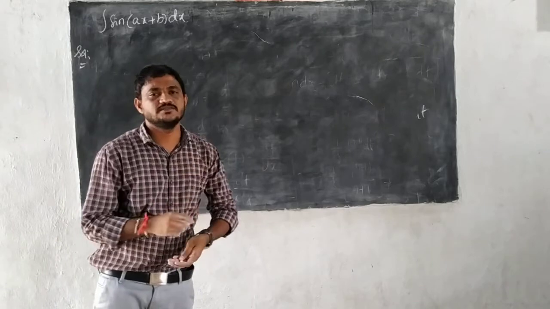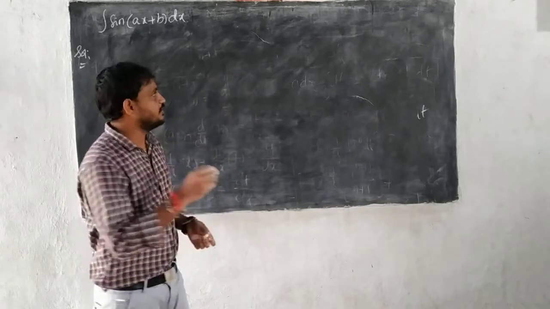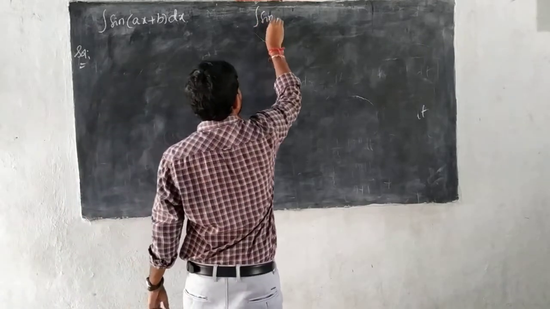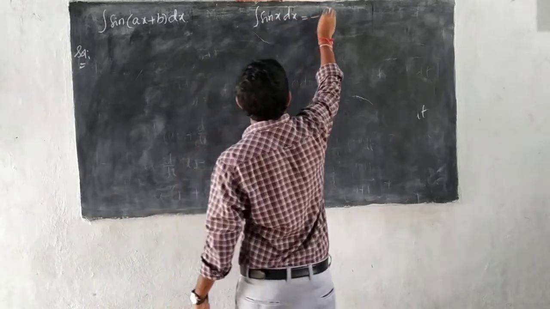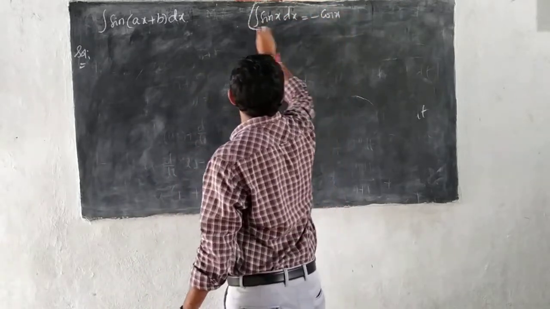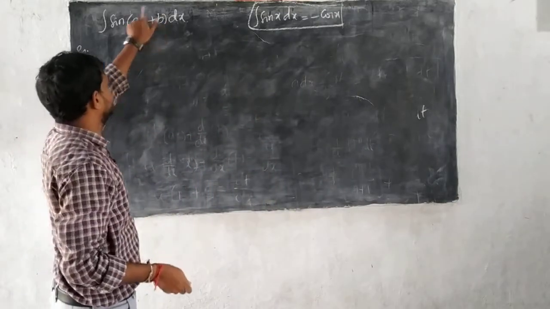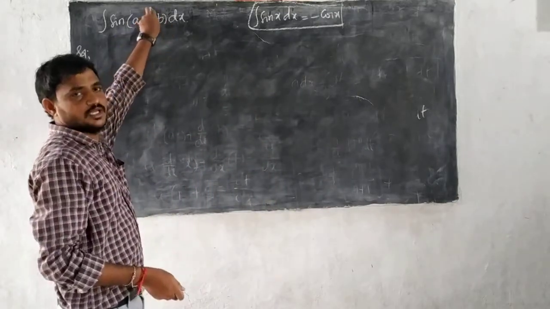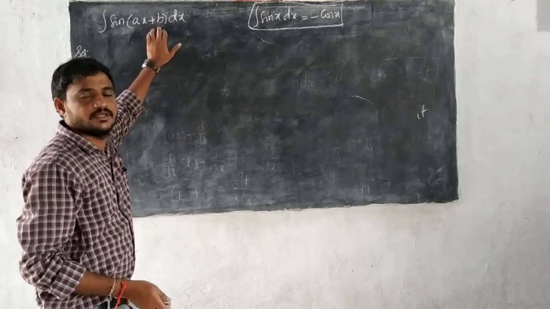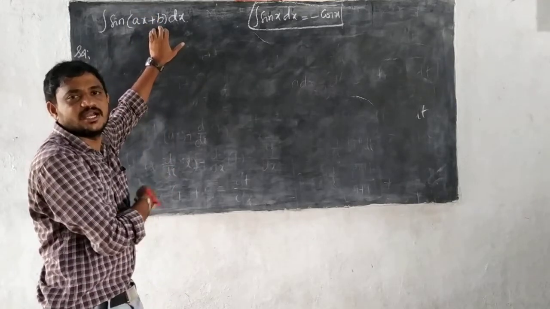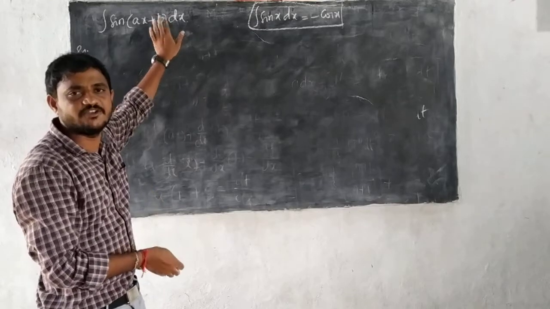So how to solve this function? We have a formula for integration of sin x into dx. That is minus cos x. Okay, this is the standard form. But here, in place of x we have ax plus b. It is not in standard form, so we have to convert it into standard form.